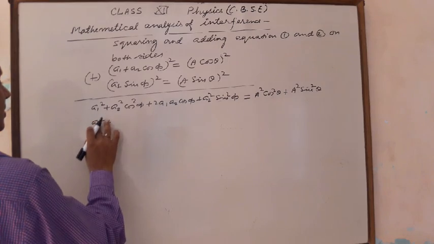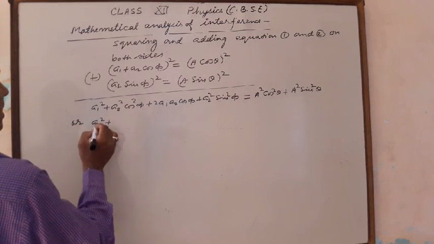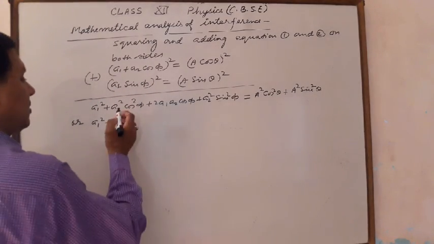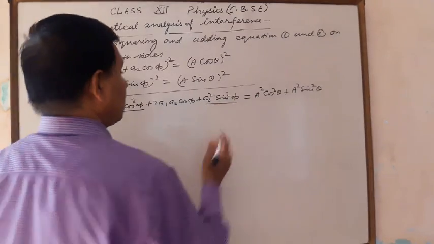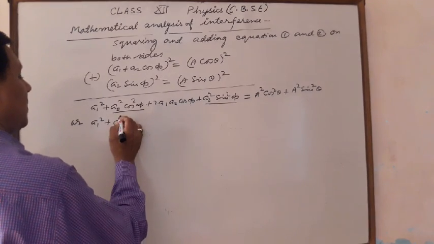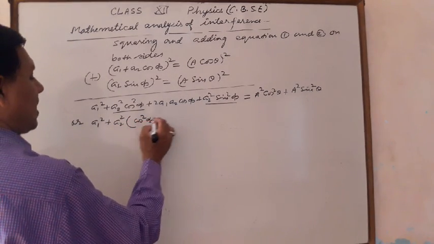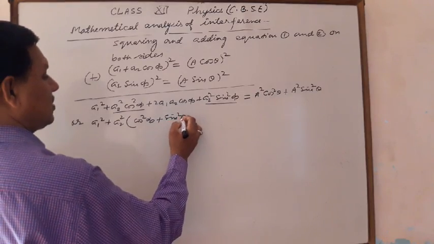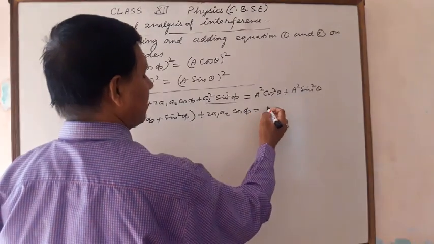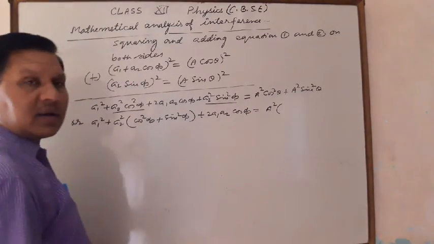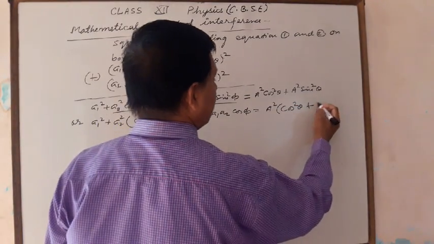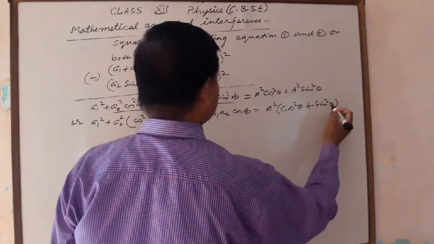Here we take common A2 square from these two terms, then we get A1 square plus A2 square into (cos square phi plus sin square phi) plus 2A1 A2 cos phi is equal to, taking common A square from these two terms, A square into (cos square theta plus sin square theta).